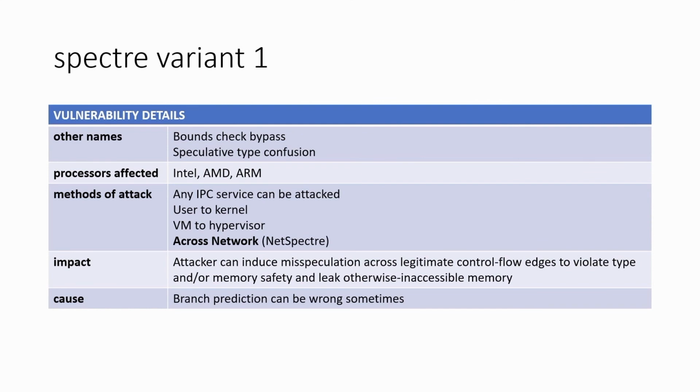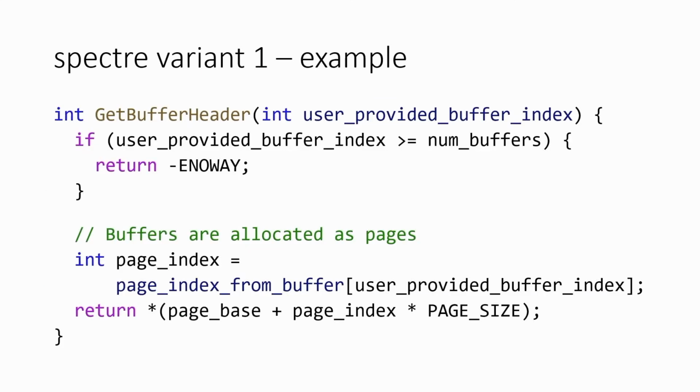Let's look at a simple example. Let's imagine this is a bounds check early in a system call handler. We read a value if it's in bounds. But what happens if I call this 100 times with a valid index, and then the 101st time with something wildly out of bounds? Let's assume it takes a long time to access that num buffer's upper bound. Maybe it's off in main memory. Maybe because an attacker forced it to be evicted out of the cache.